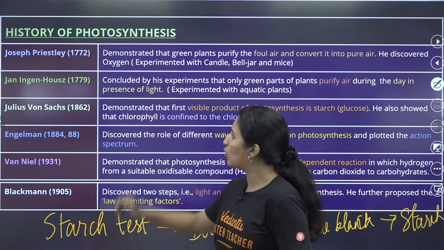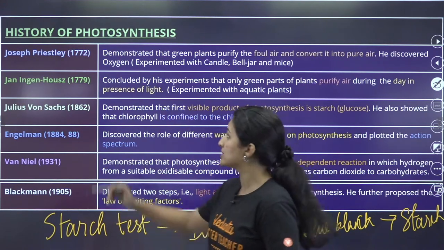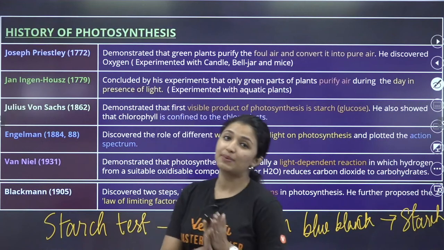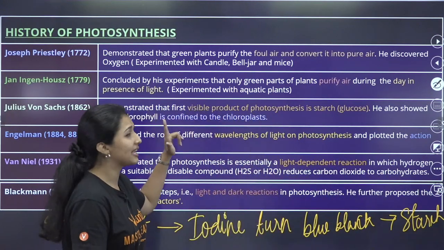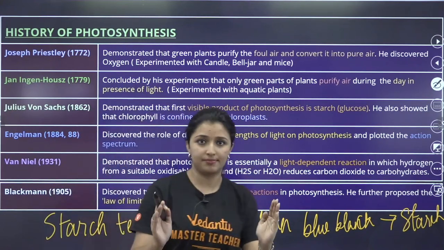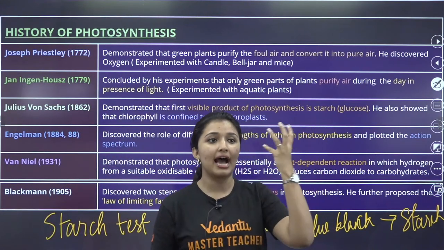experiments. Now, after that, we'll go into the scientists, starting with Joseph Priestley. He was the one who discovered oxygen. How did he discover oxygen? He did an experiment using a bell jar. So, he had a bell jar.